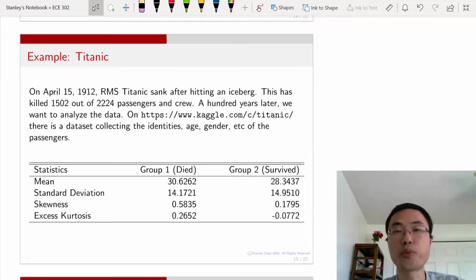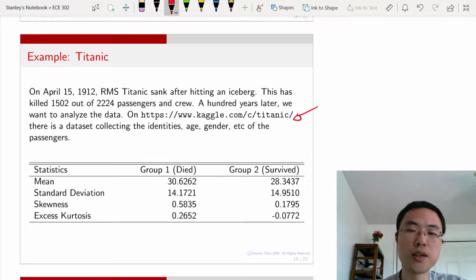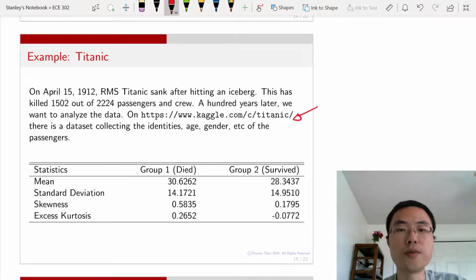Here is a very practical example which I found on the internet. If you go to the website kaggle.com, you'll be able to find many useful data sets. Some people even launch various competitions for data analysis, so you can try that. This is just one of the many examples. It's called the Titanic data set, where they record the number of survivors versus the number of people who died in this accident. So there are various statistics that are reported in this data set.